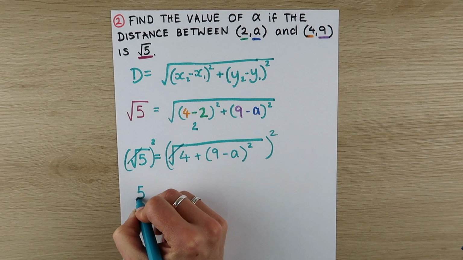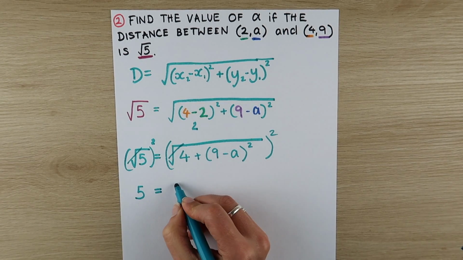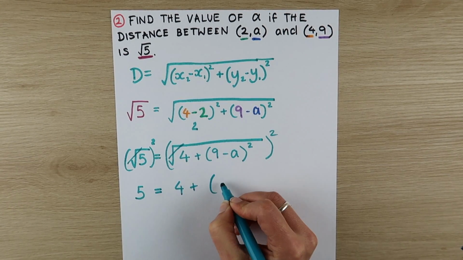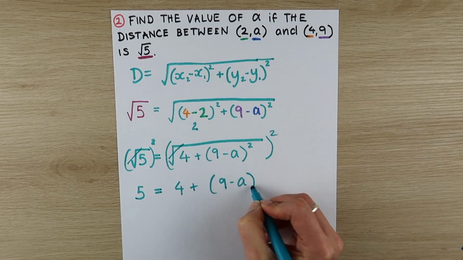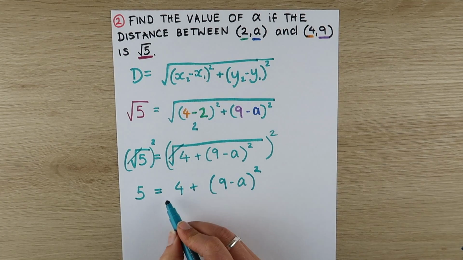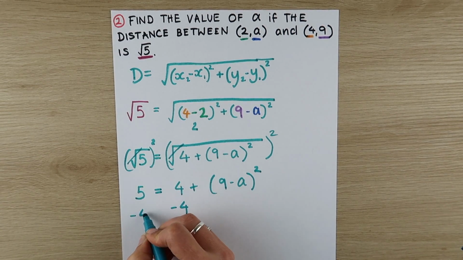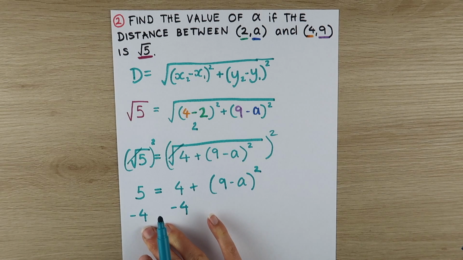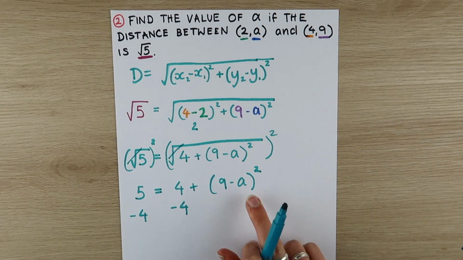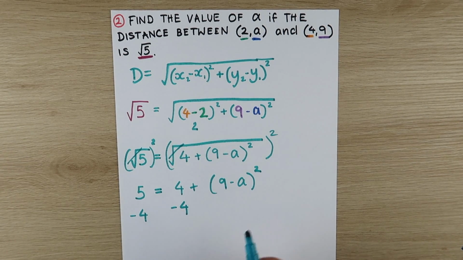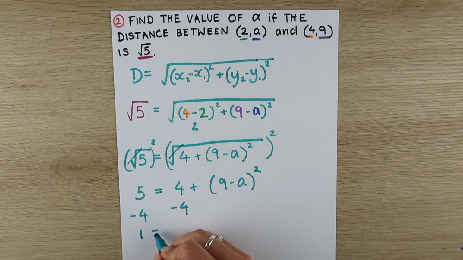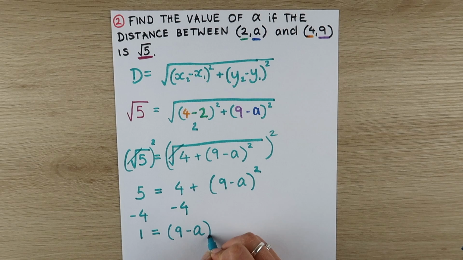So now I'm left with 5 equals 4 plus 9 minus a squared. From this point, I'm going to subtract 4 because that will mean I'm starting to get rid of everything on the right side so that I can be left with just a on its own. So 1 is equal to 9 minus a squared.